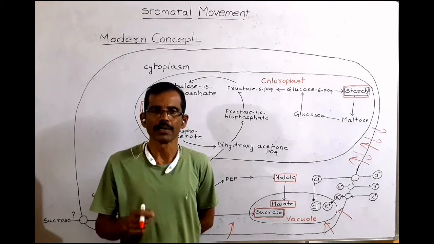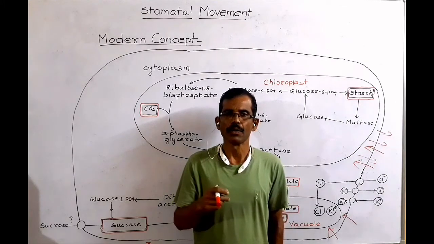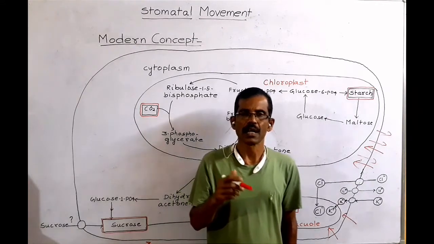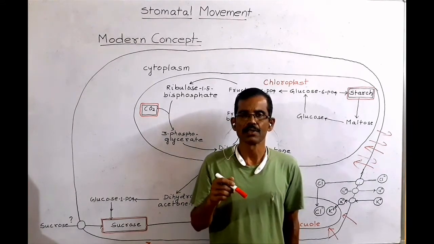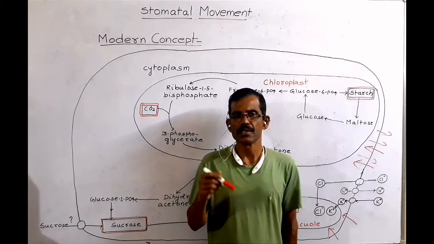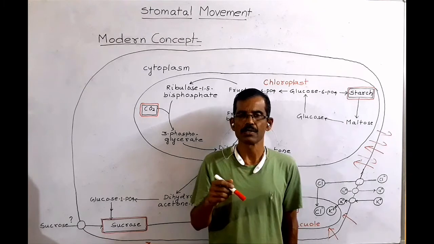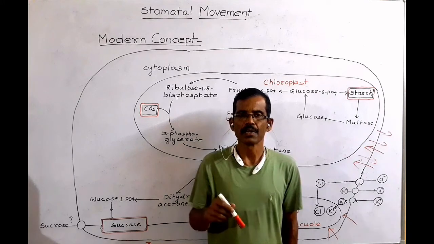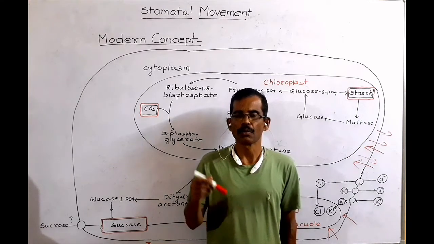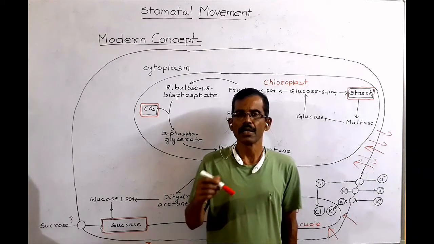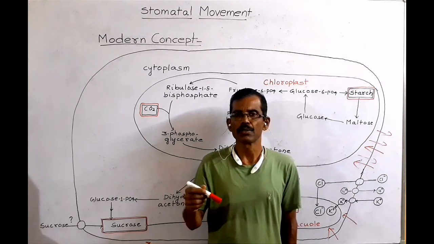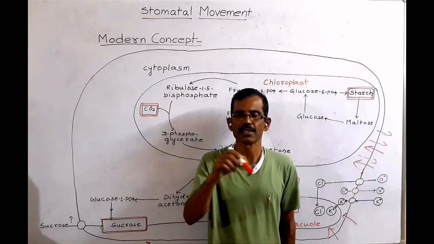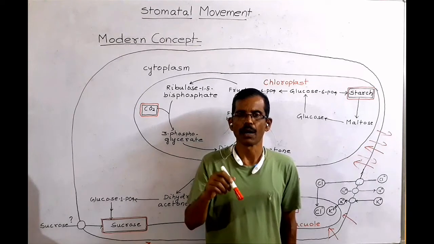Already we know about starch sugar hypothesis. According to this hypothesis, the starch content of guard cells decreases during daytime. This is due to the hydrolysis of starch into sugars. So the osmotic potential of guard cells decreases during daytime. So the water potential also decreases. In order to equilibrate, water molecules diffuse from surrounding cells into the guard cells. So the guard cells become turgid and the stoma opens.